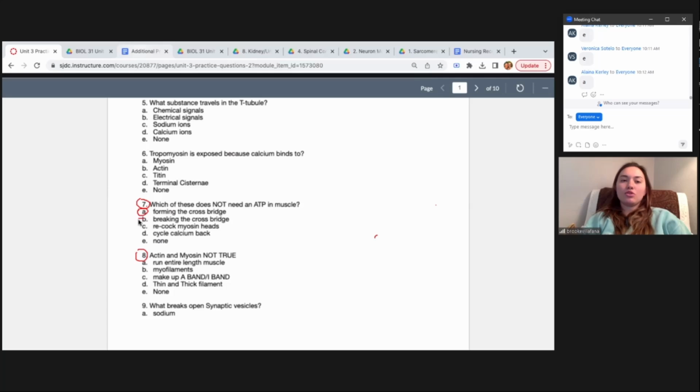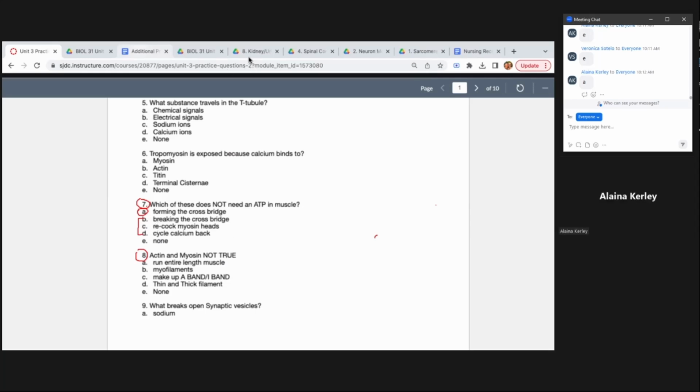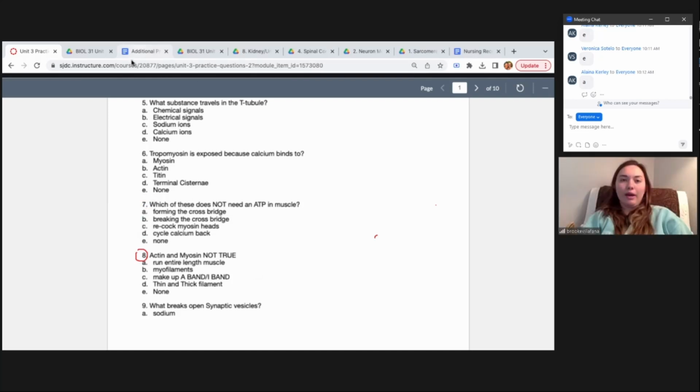I mean, this should be the order right here. Breaking the cross bridge should happen first. Then cycling the calcium and recocking the myosin heads. Those are kind of separate, one of those doesn't need to happen first. So in terms of the order, maybe you would want to know breaking the cross bridge would happen first. That's kind of obvious, but that's all you would want to know. I wouldn't worry about the order there. Okay. Thank you. Yeah, no problem. As long as you know the three, you should be good on that.